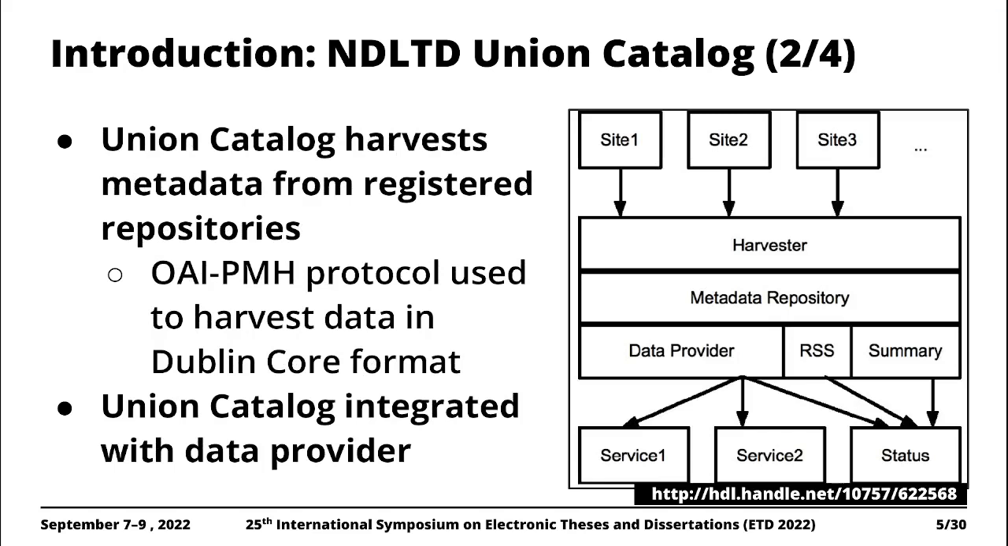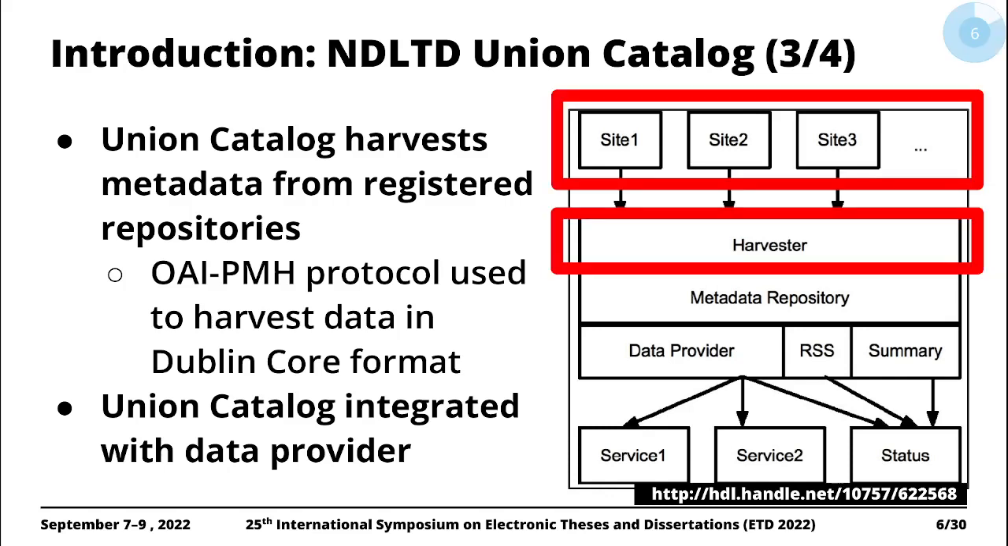The idea behind this Union Catalog is it acts as a global repository of electronic thesis and dissertation metadata, harvested from across the globe, right? And the way that the Union Catalog does this is it's implemented with a harvester module that automatically harvests electronic thesis and dissertation metadata from repositories that have been explicitly registered with the Union Catalog. This is facilitated by making use of the Open Archives Initiative Protocol for Metadata Harvesting, the OAI-PMH protocol.